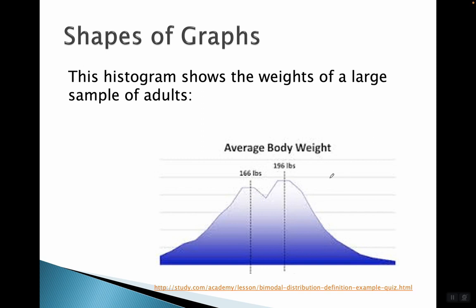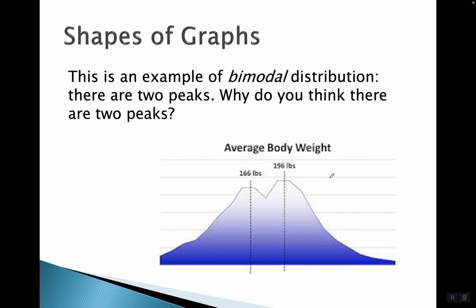This histogram shows the weights of a large sample of adults. This is an example of a bimodal distribution. There are two peaks, one over here and one over here. Why do you think there are two peaks? I think it's because women tend to be over here and men tend to be over here.